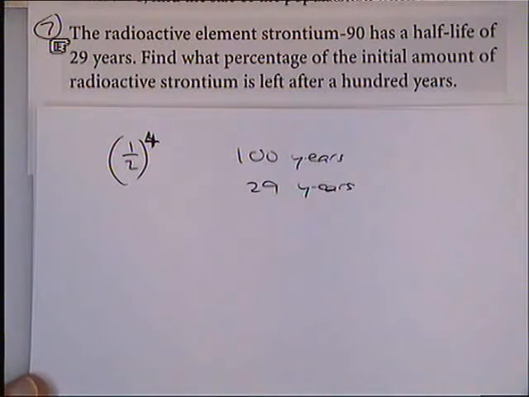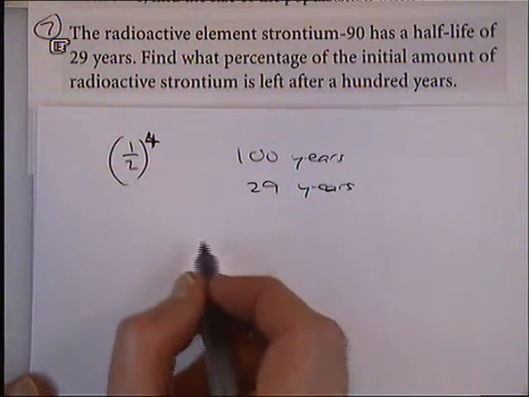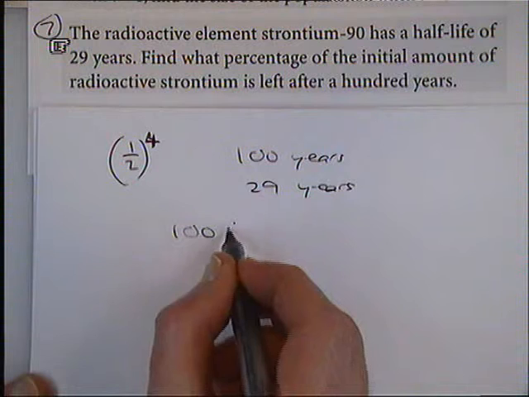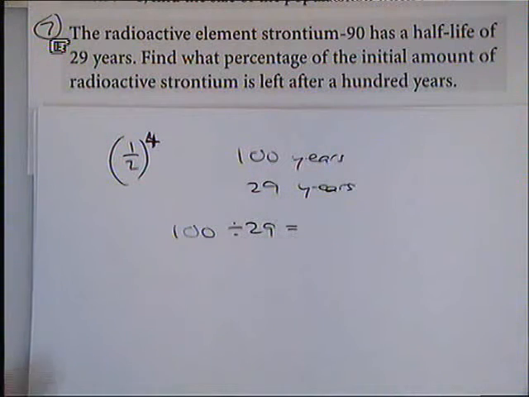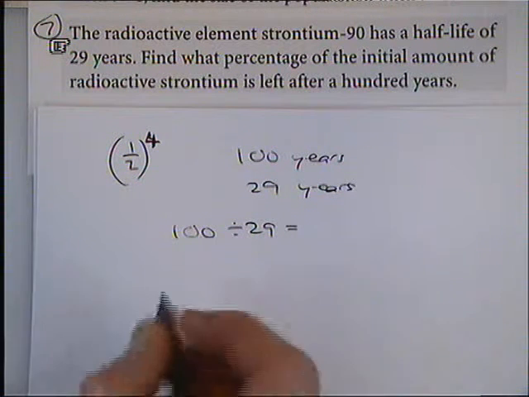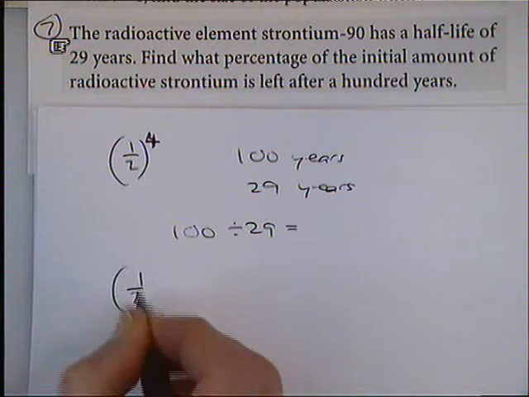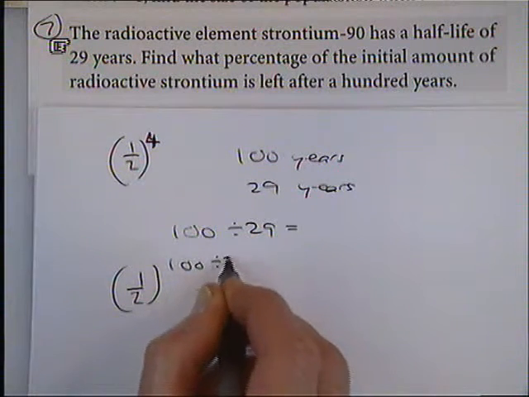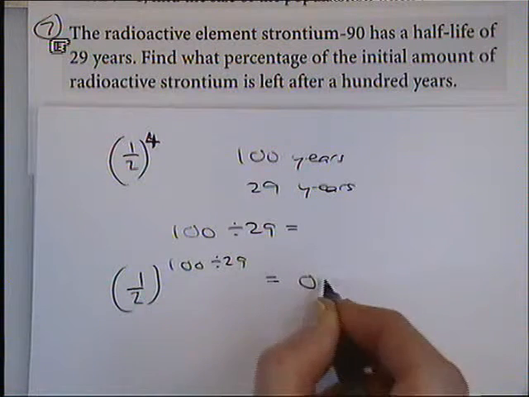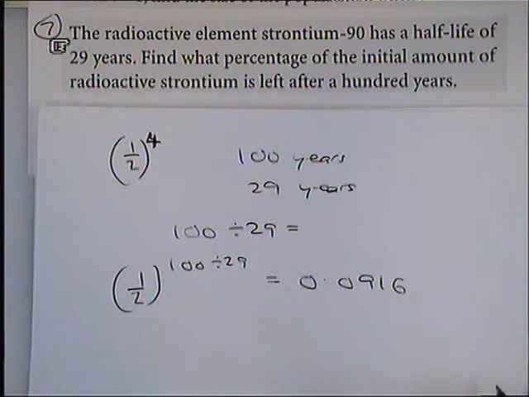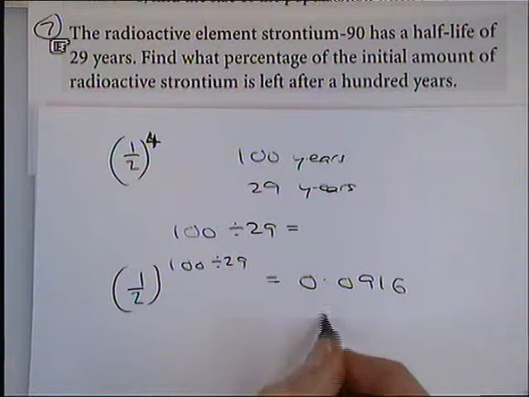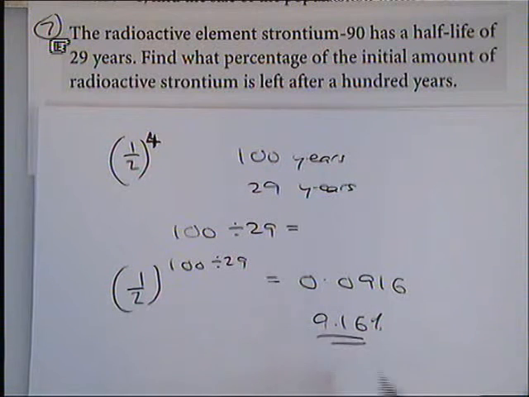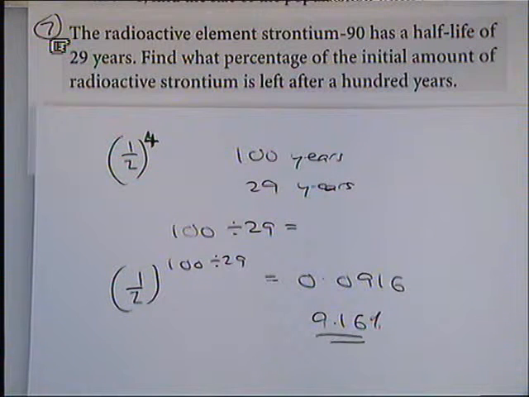Where do you get your 3.4 number from, Sam? 100 plus 29. Yeah. If we do that calculation, that will tell us how many half-lives we are interested in. So all you need to do to get the answer for this question is do a half to that power. If you do a half to that power, you get that number straight out. That is the 3.4 thing that Sam said. So there's your answer, 9.16%. And that's all you had to do in that question.